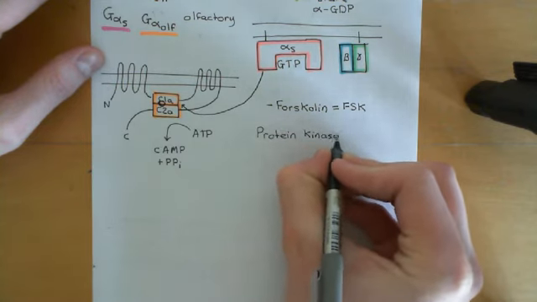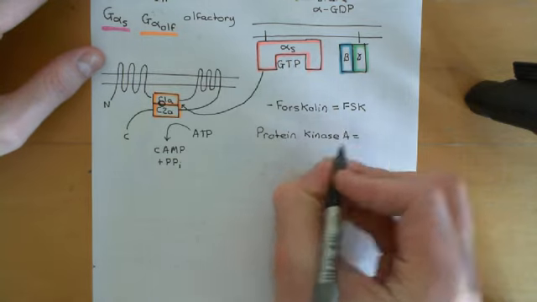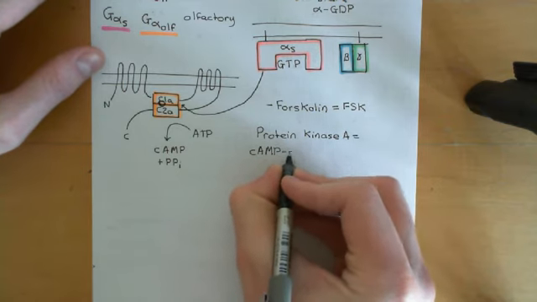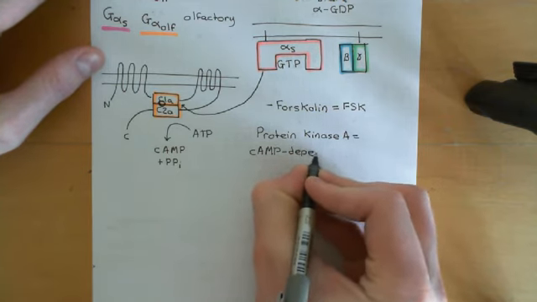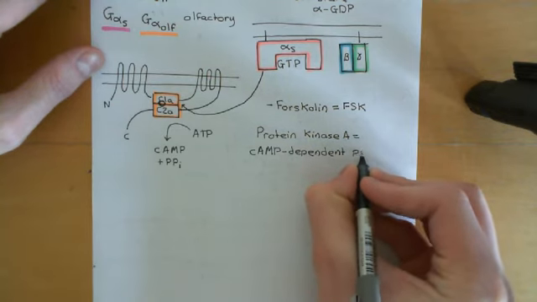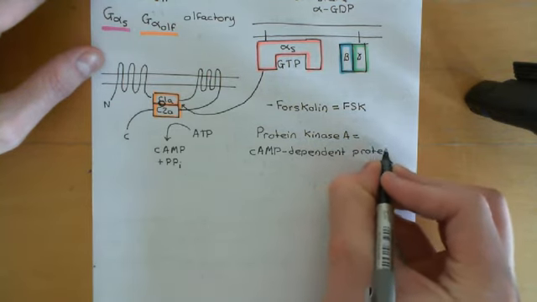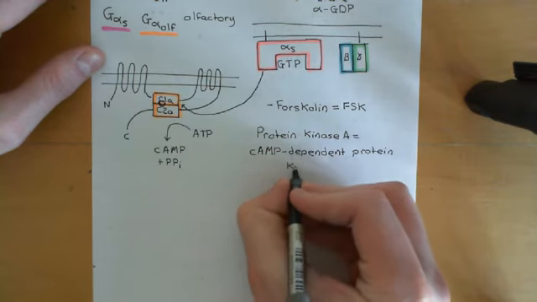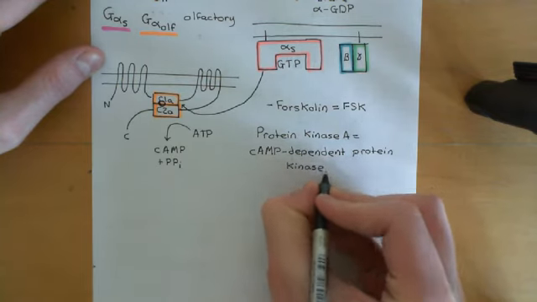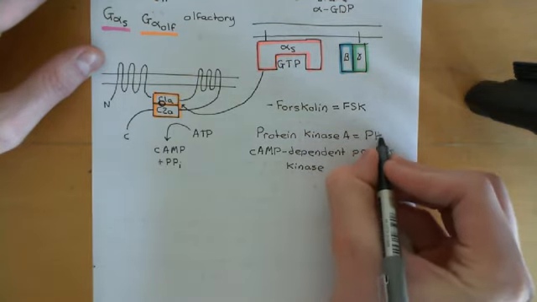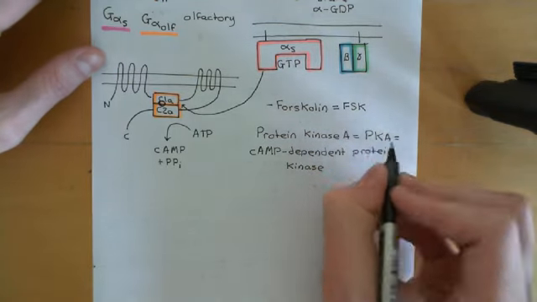Protein kinase A has another name. It's also called the cyclic AMP dependent protein kinase. This is the slightly more fancy name for protein kinase A. If you read the literature, generally reviews and research articles don't call it protein kinase A, they call it cyclic AMP dependent protein kinase. You can also abbreviate protein kinase A down to PKA, so you often see it written like that.